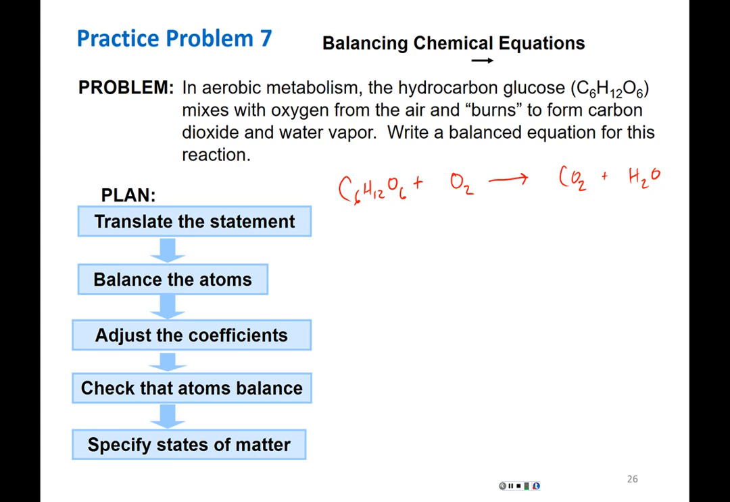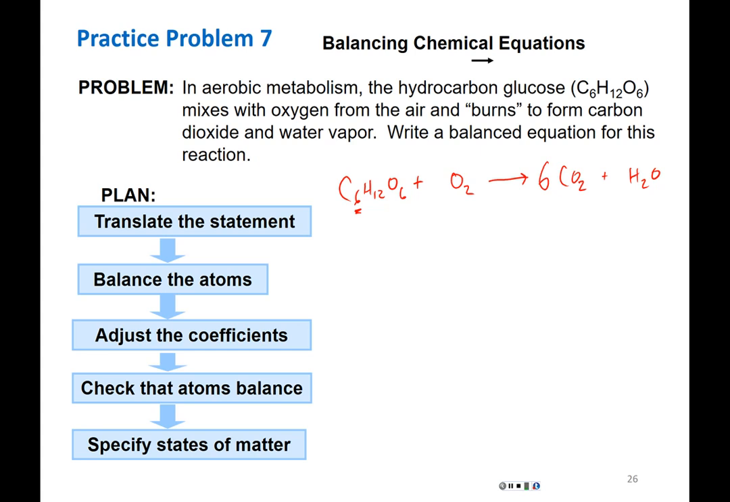The real problem is oxygen is combined in all 4 of the molecules. The 2 reactants and the 2 products all have oxygen, so it's a little bit tricky to balance oxygen. So I would recommend first looking at either carbon or hydrogen and starting there. So let's look at carbon. There are 6 carbon atoms on the reactant side. So to make that balance for carbon, we would write a coefficient of 6 out in front of CO2.